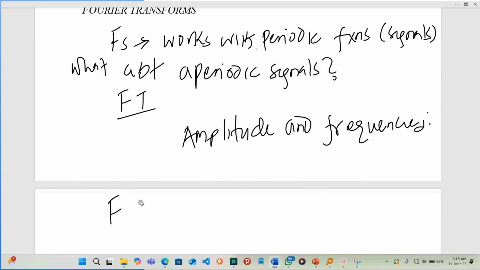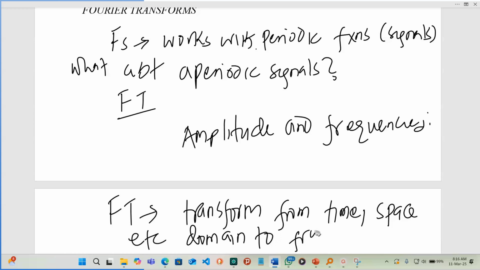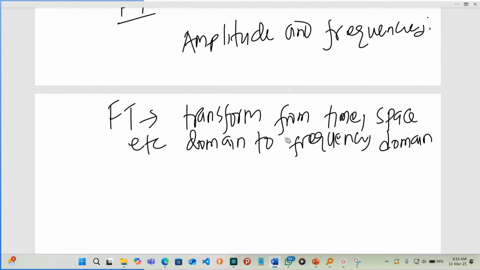The Fourier transform changes the signal from time, space, etc. domain to frequency domain. Once we have the frequency domain, then we can manipulate the signal and be able to tell the response of the system.